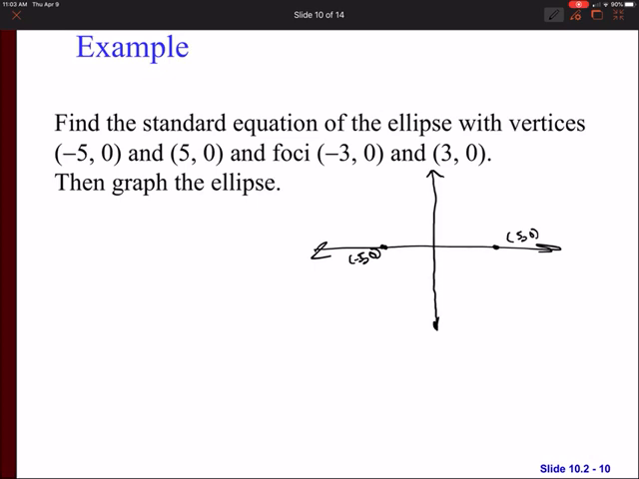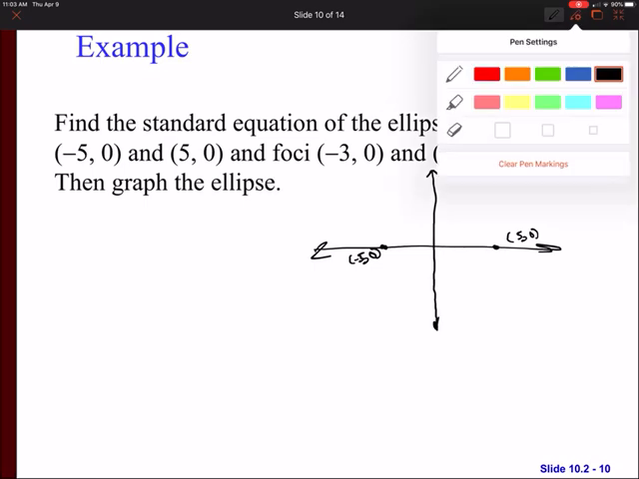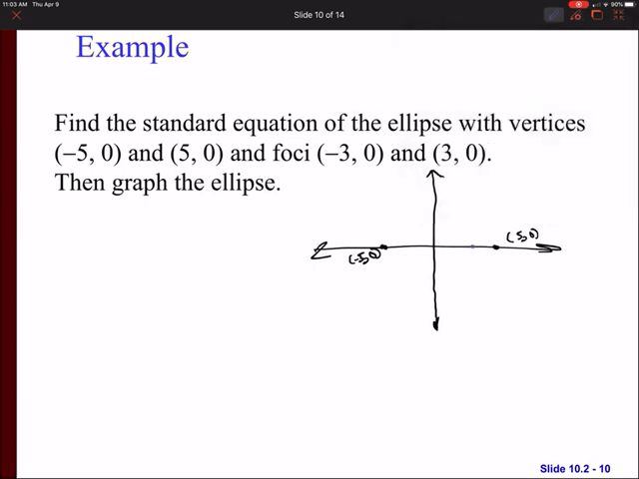All right, with that said, let's go ahead and plot in the foci. The foci are right 3 units. I'll plot them in a different color. There's a focus.